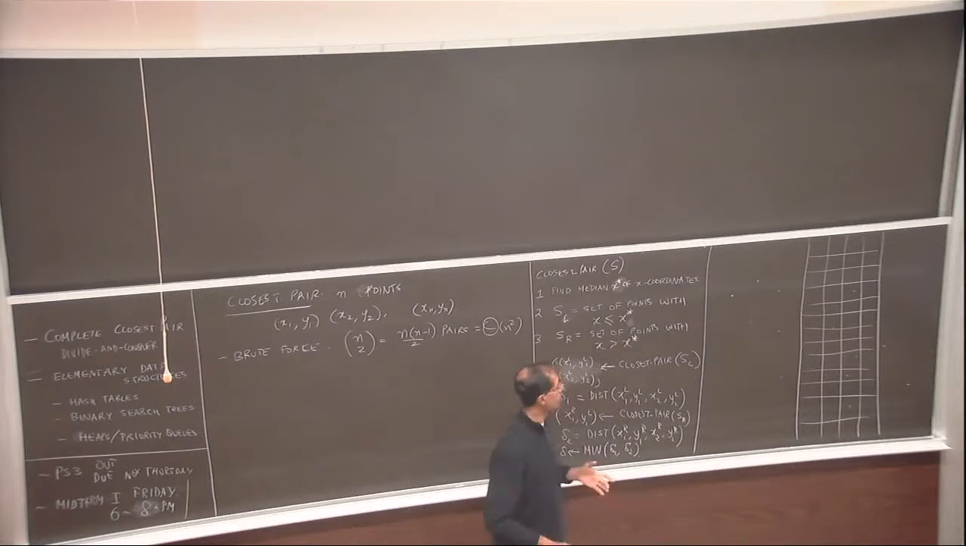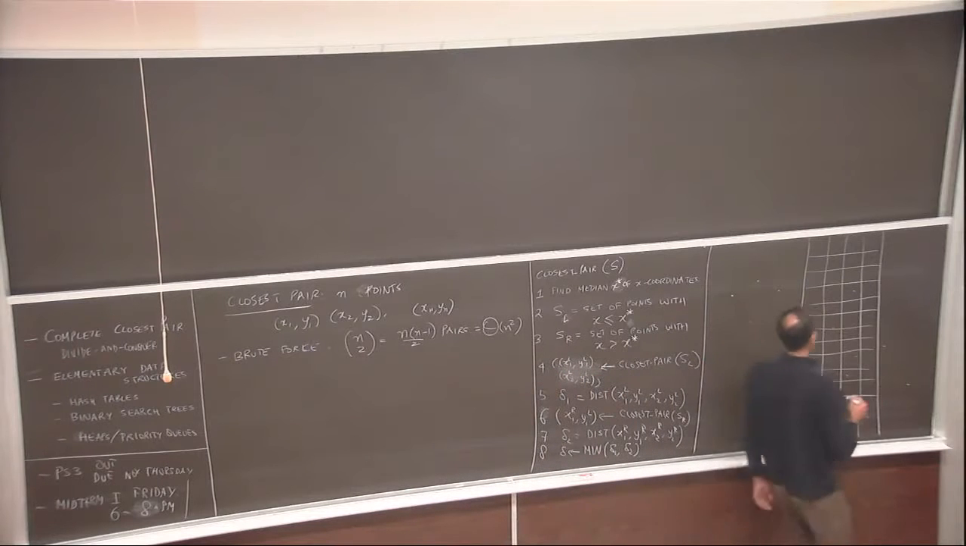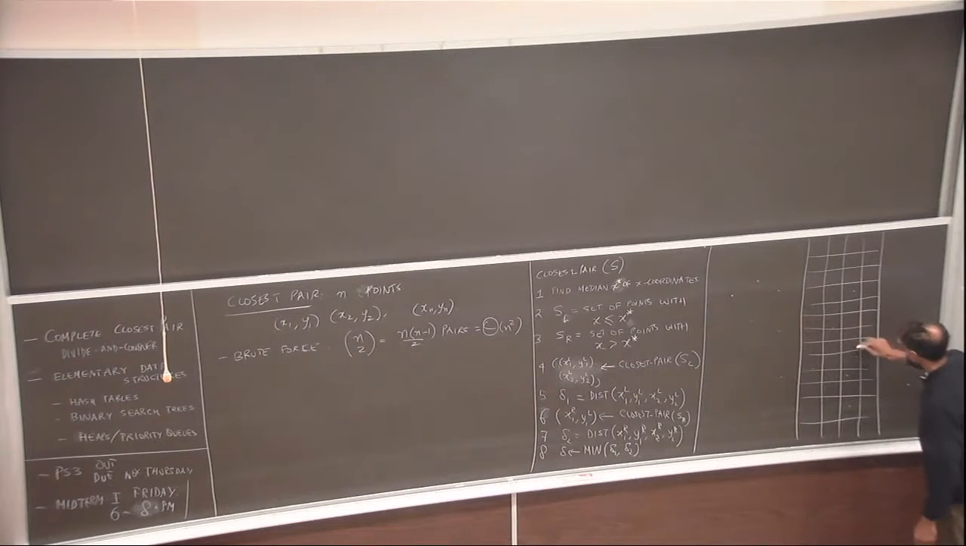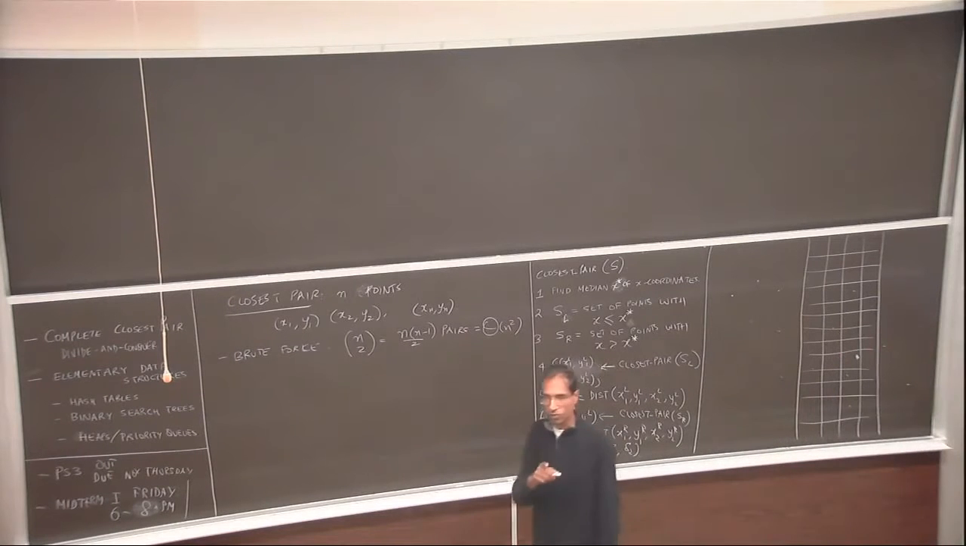And finally we observe that if you look at any point, the only possible candidates that could possibly have a distance less than delta are basically 1, 2, 3, 4, 5, 1, 2, 3, 4, 5, 10 other cells that could possibly be there. Okay, so, any questions? Yes?